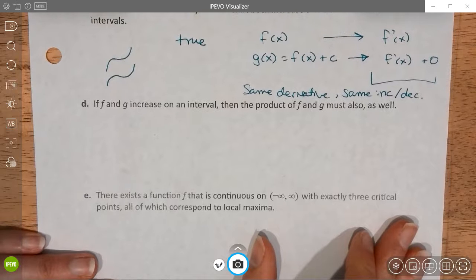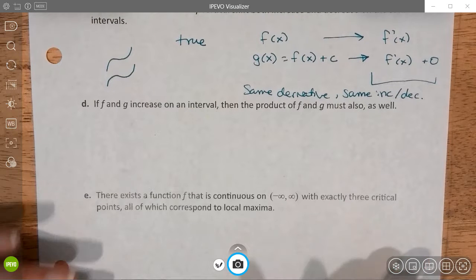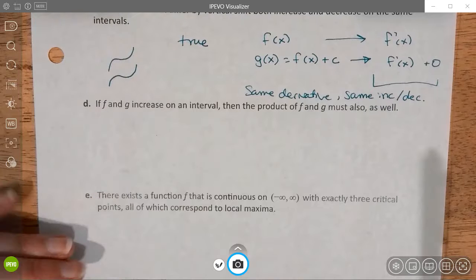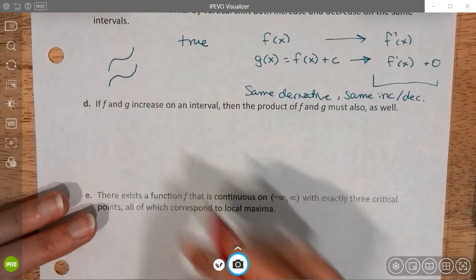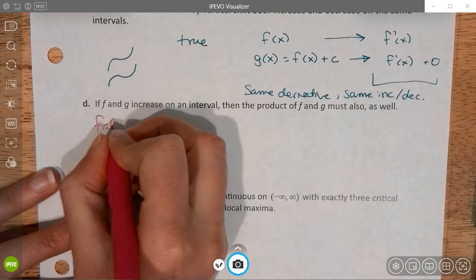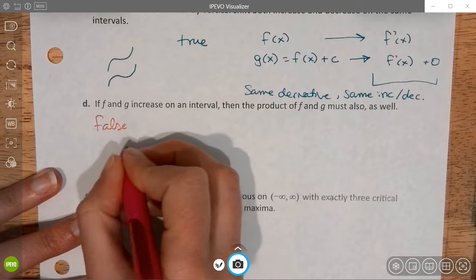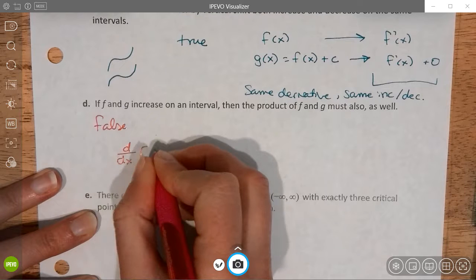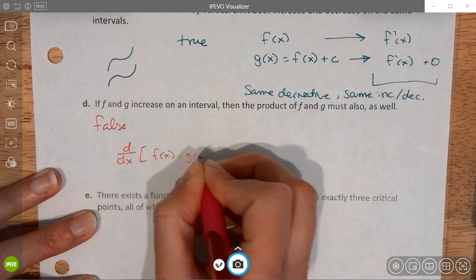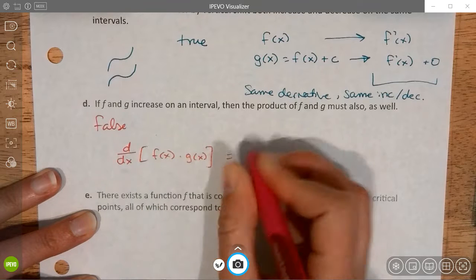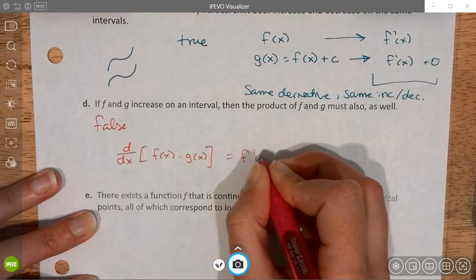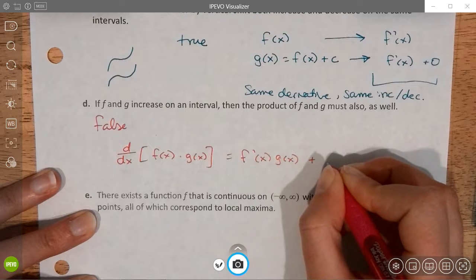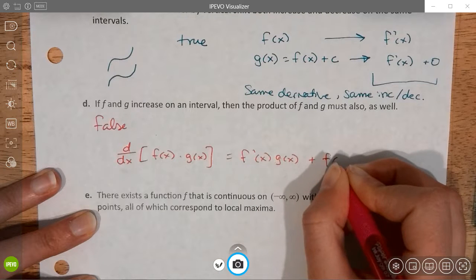If f and g increase on an interval, then the product of f and g must also. So if you have two increasing functions, will the product also increase? This one's going to be false, because if I take the derivative of the product of f of x times g of x, we know that the product rule would apply. This is going to be f's derivative times g plus f times g's derivative.